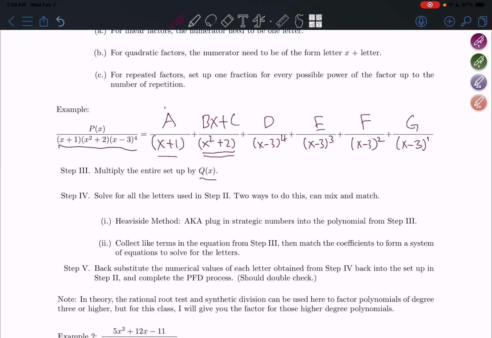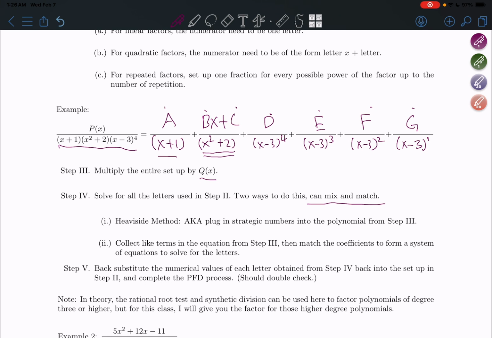A, B, C, D, E, F, G in this case, right? There's a lot. We're not gonna do problems like this, but in general, that's what you're doing. There's actually two different ways to do this. I'll show you an example of both of these, and even the mix and match part. But basically, we have two ways.